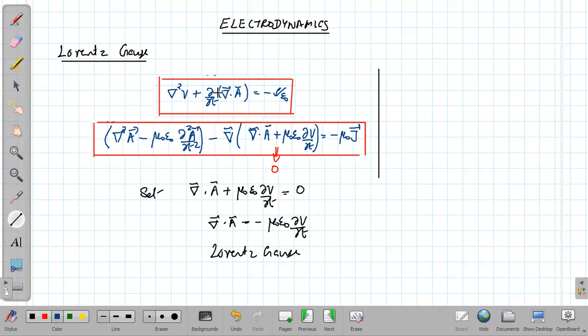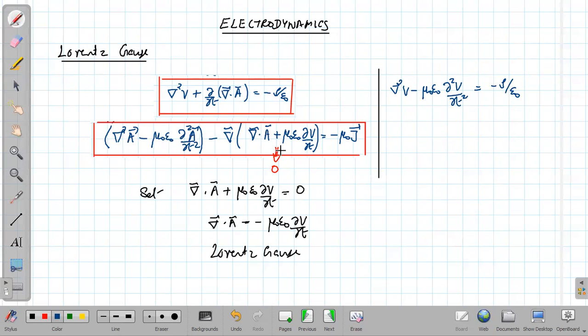So del square V plus dou by dou T of del dot A is 0. So that becomes del square V, and dou by dou T of del dot A. Del dot A is this. So this becomes minus mu 0 epsilon 0 dou square V by dou T square equal to minus rho by epsilon 0.